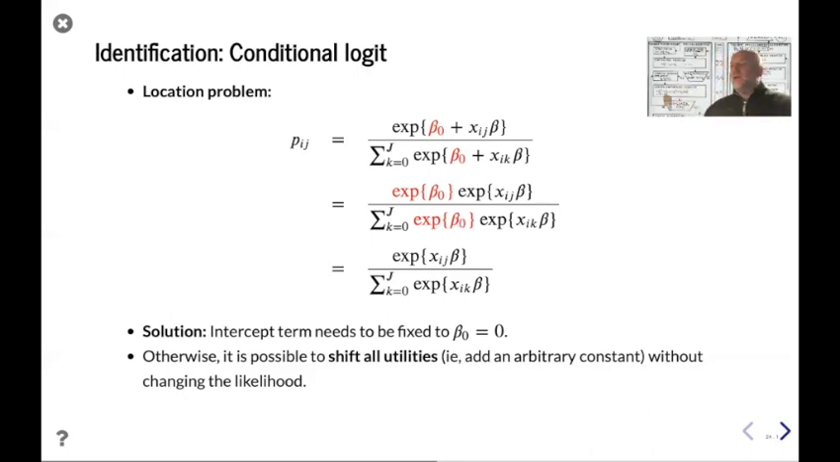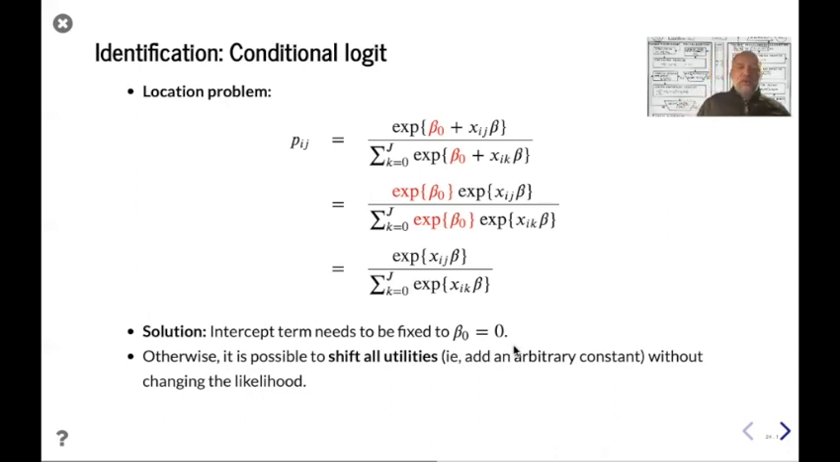So we cannot have constants that do not have any alternative-specific variation in the logit model. You can have an alternative-specific constant, and then you can normalize one coefficient to 0, or to some value, and then you would be able to identify the rest of them. But you cannot have one common constant. Bottom line is you need variation across alternatives to identify anything.